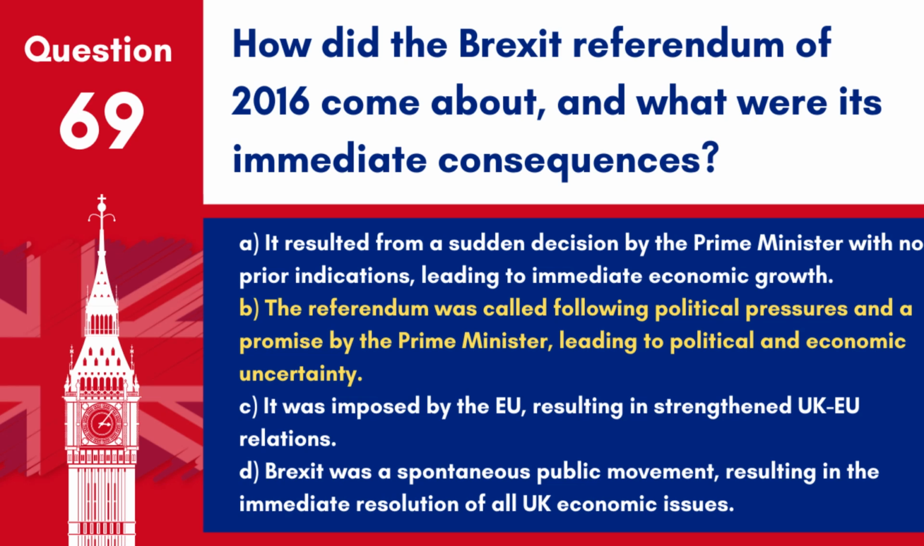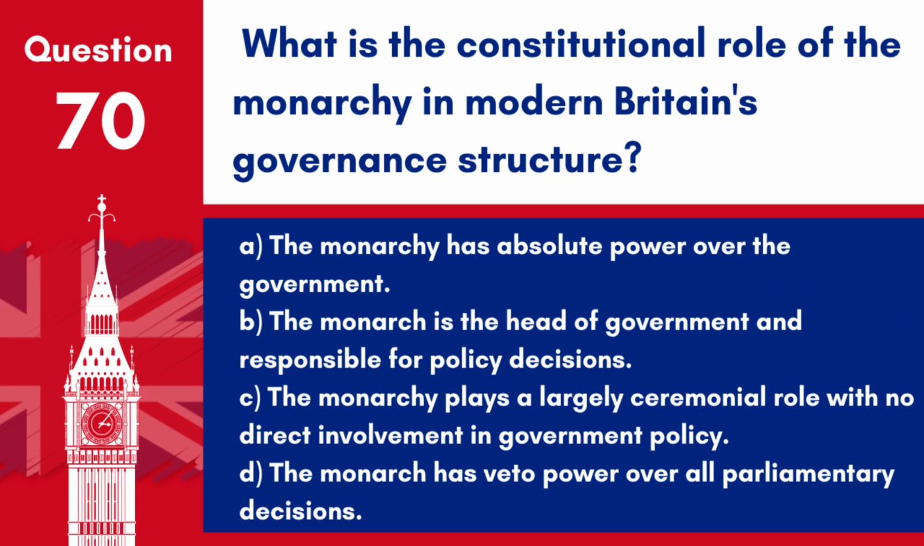The Brexit vote in 2016 was a significant political event that led to years of negotiations and has had profound impacts on the UK's relationship with the EU and its internal unity. Question 70. What is the constitutional role of the monarchy in modern Britain's governance structure?